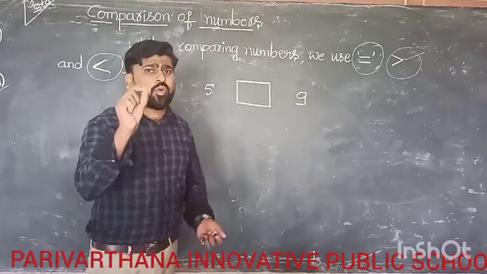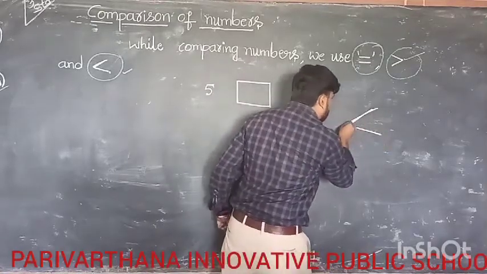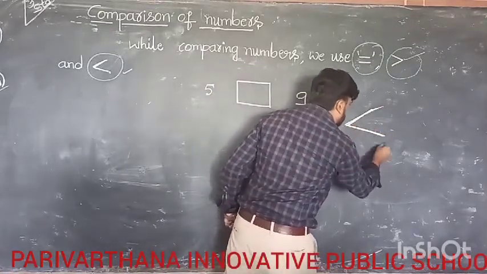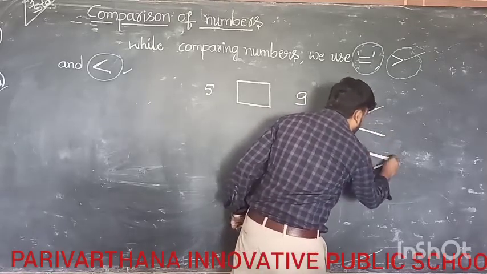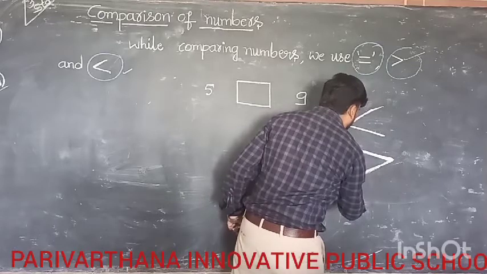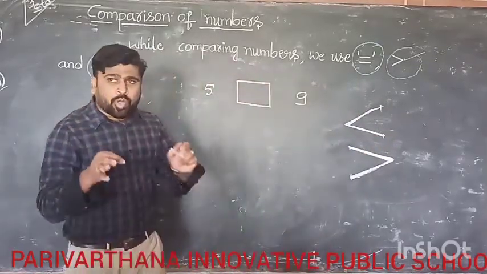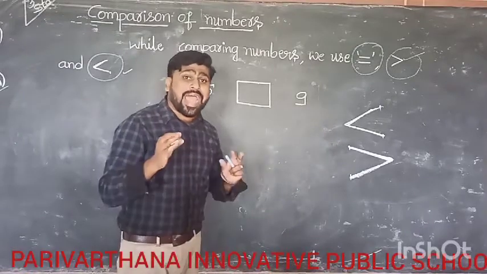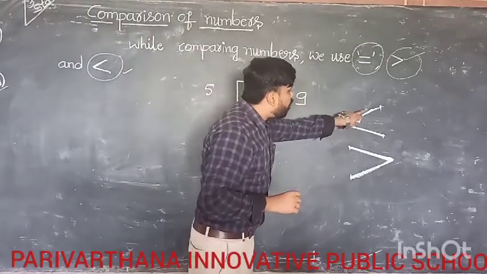Using one trick, listen here. You compare these symbols. This is greater than, this is lesser than. Now don't worry about greater than and lesser than. Observe these two symbols neatly. Both symbols have one point, one arrow mark.